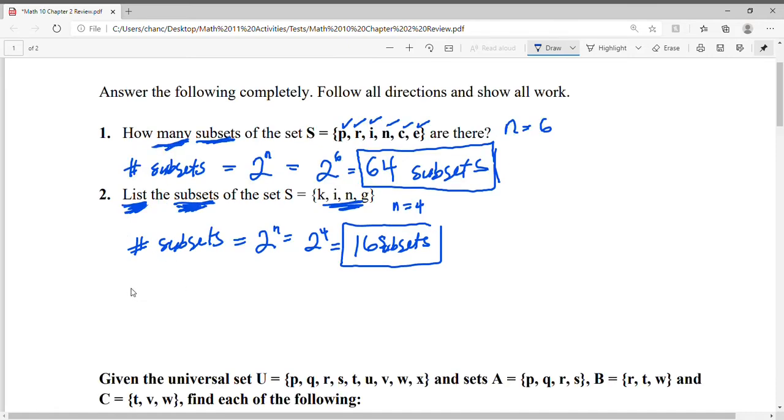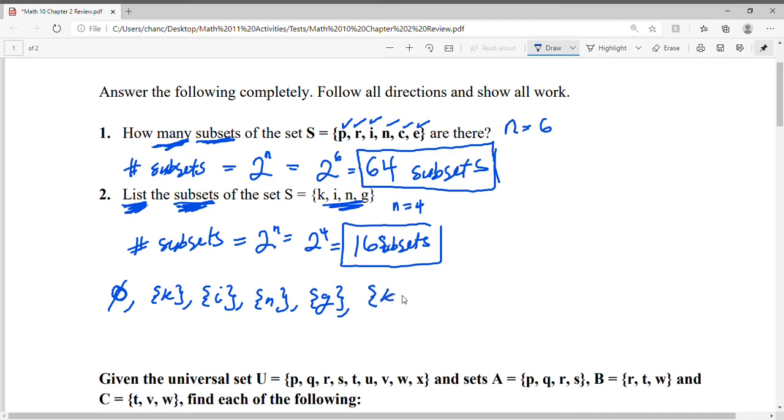Now let's list these subsets. I always start with the empty set. That's always a subset of every single set. The empty set is always the subset of every set. So start with that, and then I will start with the singles. I can have a K by itself, an I by itself, N, and G by themselves. So we have the empty set, and then the sets with only one element in them, and then we'll do the sets with 2 elements in them.